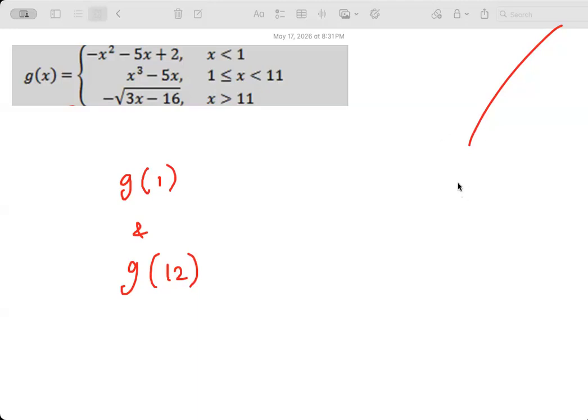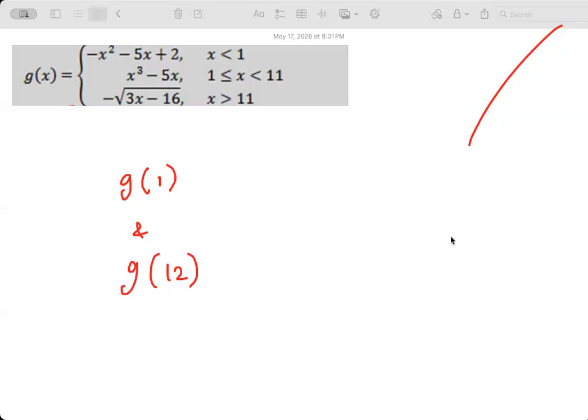I just plugged in the x value into the equation. Into which one did you plug in? The middle one. The middle one, correct. So what will be your answer? Just 3 minus 5. Why 3 minus 5? Because 1 cubed is 1, and then 1 minus 5, right? Oh my god. No problem. Okay, I was just taken aback.